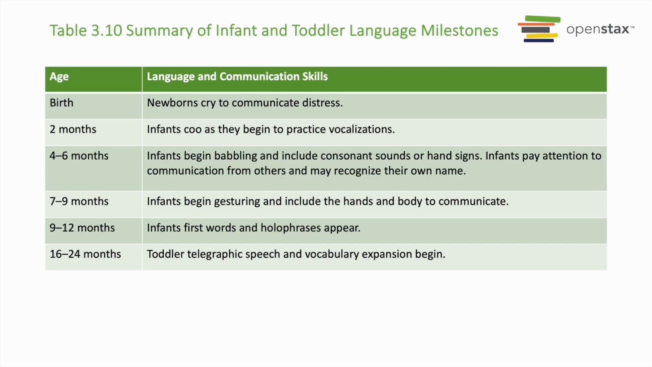Birth, newborns cry to communicate distress. At 2 months, infants coo as they begin to practice vocalizations. From 4 to 6 months, infants begin babbling and include consonant sounds or hand signs, and infants pay attention to communication from others and may recognize their own name. 7 to 9 months, infants begin gesturing and include the hand and body to communicate. From age 9 to 12 months, infants' first words and holophrases appear. At 16 to 24 months, toddler telegraphic speech and vocabulary expansion begin.